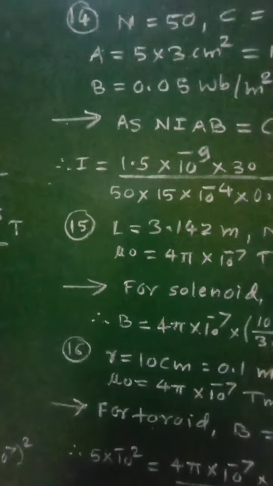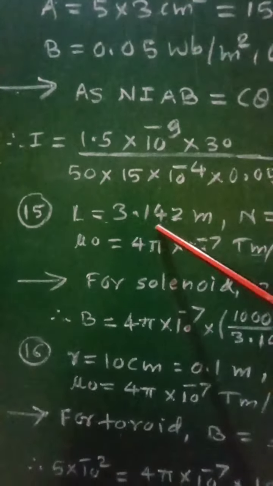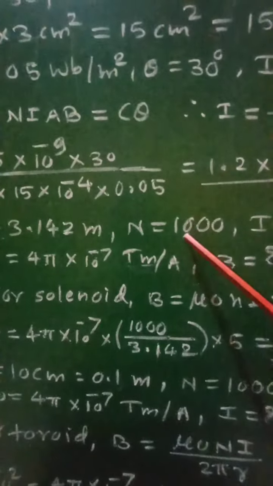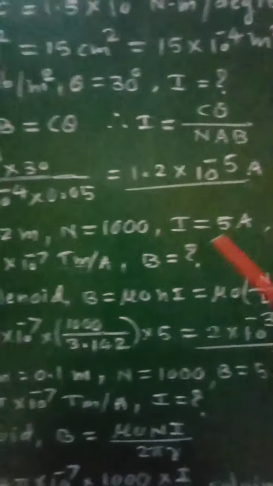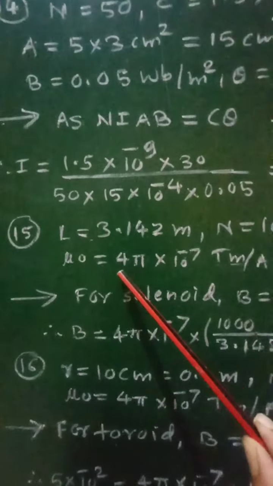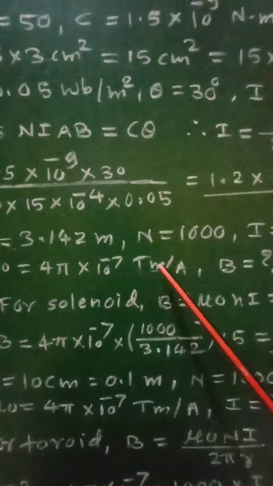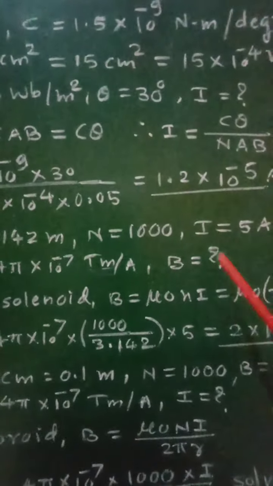And therefore, for this numerical, length L is pi meter, that is 3.142 meter. Number of turns N is equal to 1000. Current I is equal to 5 ampere. Value of mu 0 equal to 4 pi into 10 raised to minus 7 Tesla meter per ampere, and we have to find out magnetic field B.